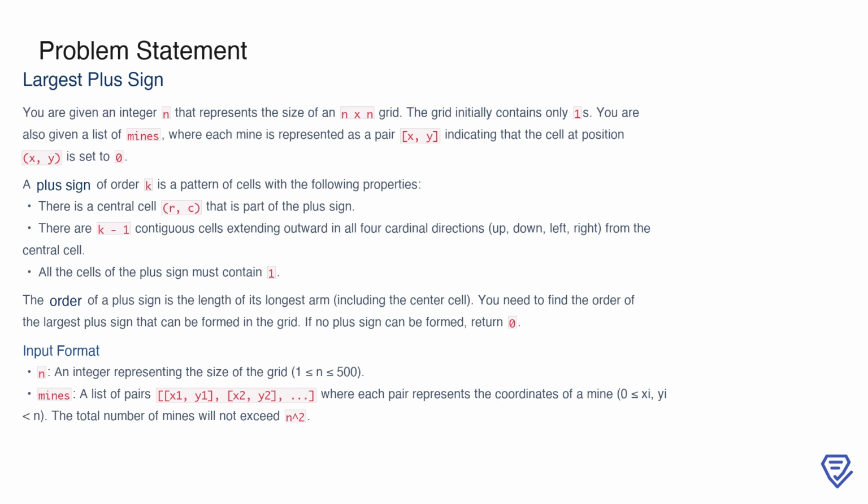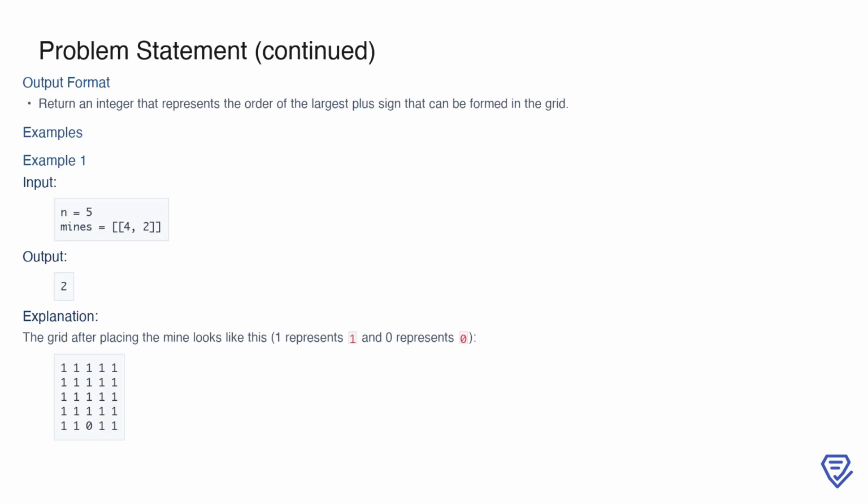To summarize, we want to compute the order of the largest plus sign that can be formed, and if no plus sign can be formed, the result should be 0. The output of this problem is a single integer that represents the order of the largest plus sign in the grid. To better understand the problem, let's look at an example.